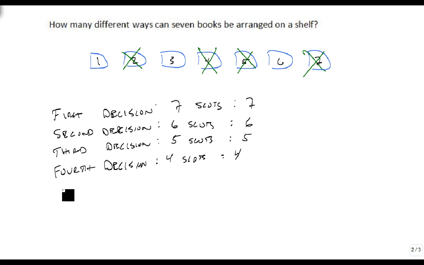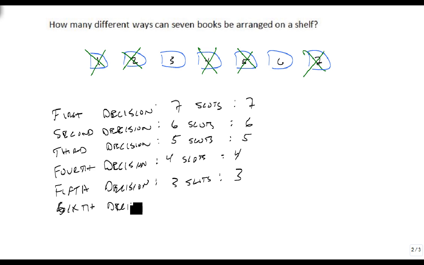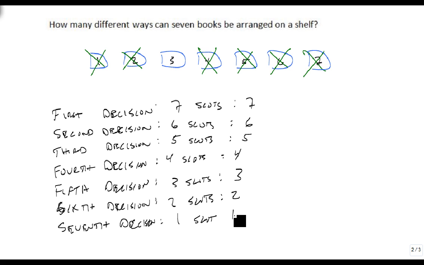So we take out that one. The fifth decision has 3 slots. 1, 2, 3. 3 left over. Let's take that one. The sixth decision has only 2 slots. So there's 2 choices. We take out number 6, which means our 7th decision, no matter how we do this, there's only 1 slot left on the bookshelf, which means there's only 1 choice.